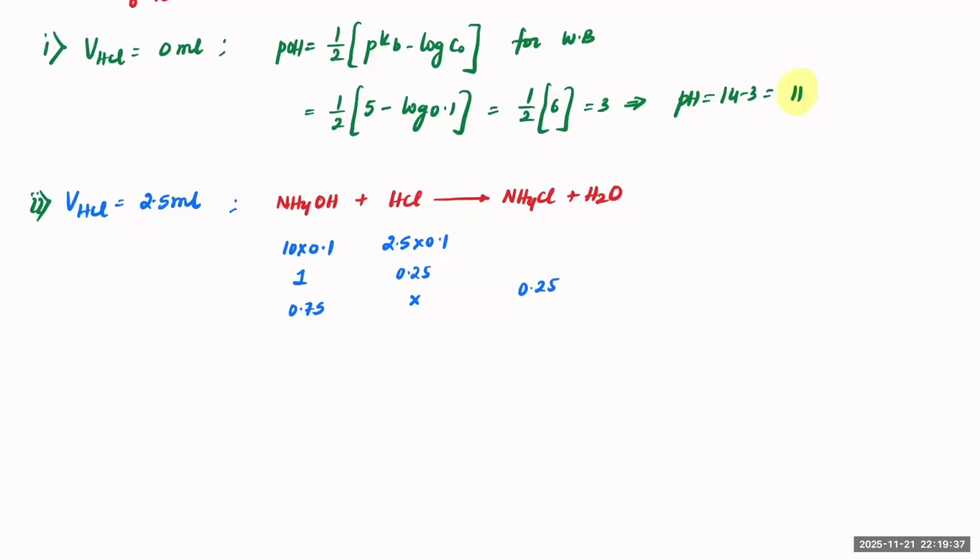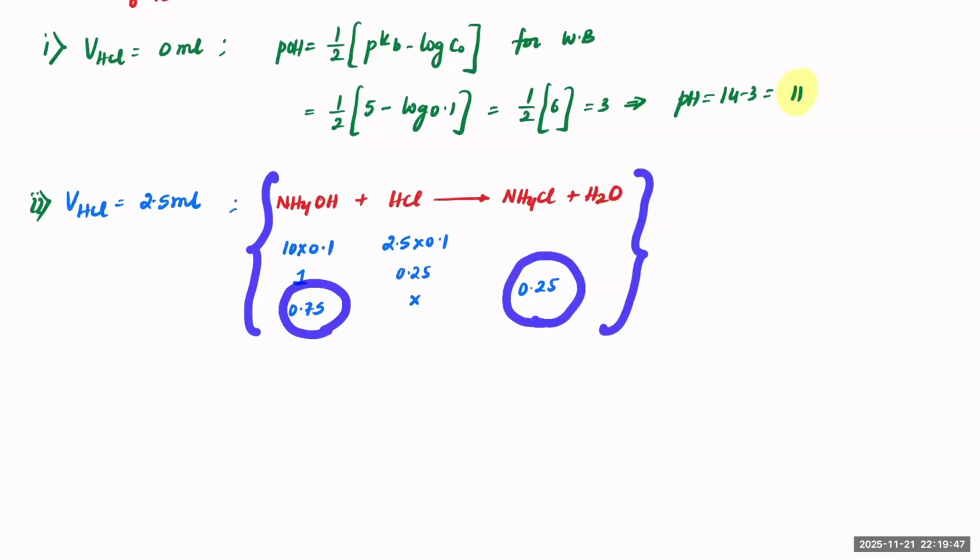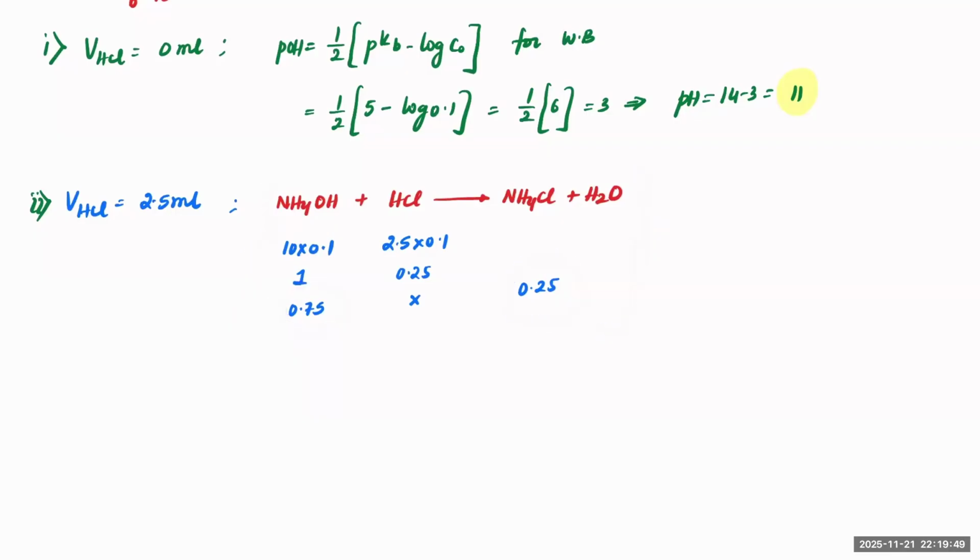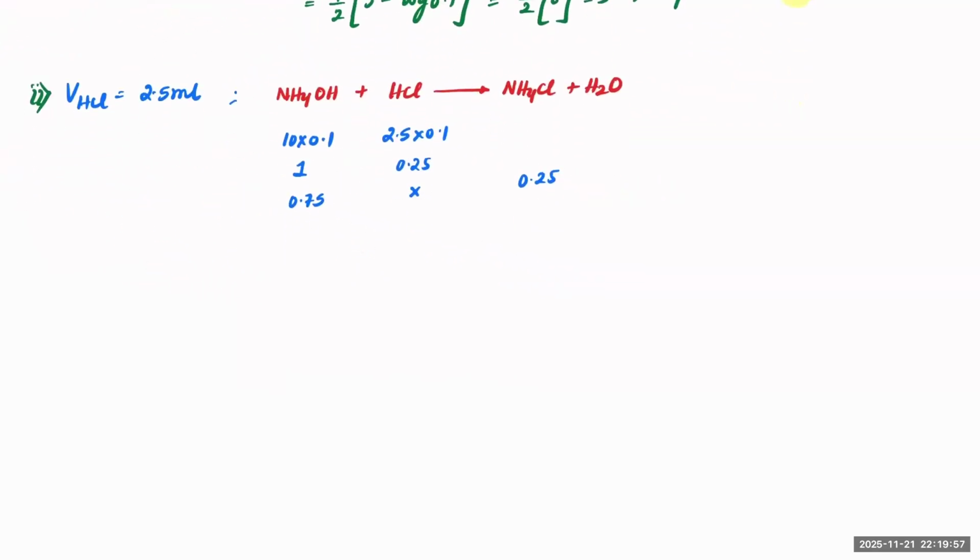forming. Now notice the solution. How does it appear? It appears like a buffer solution because I have a weak base and its conjugate acid salt. So the solution has turned out to be a buffer now. So when you add 2.5 ml, the solution looks like a buffer solution.